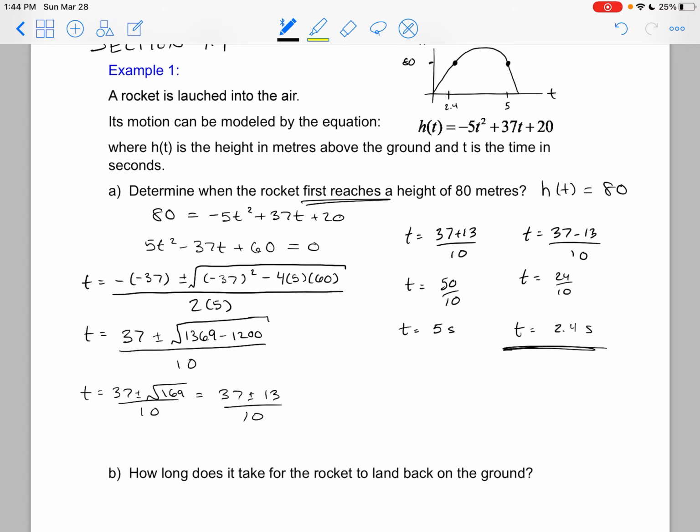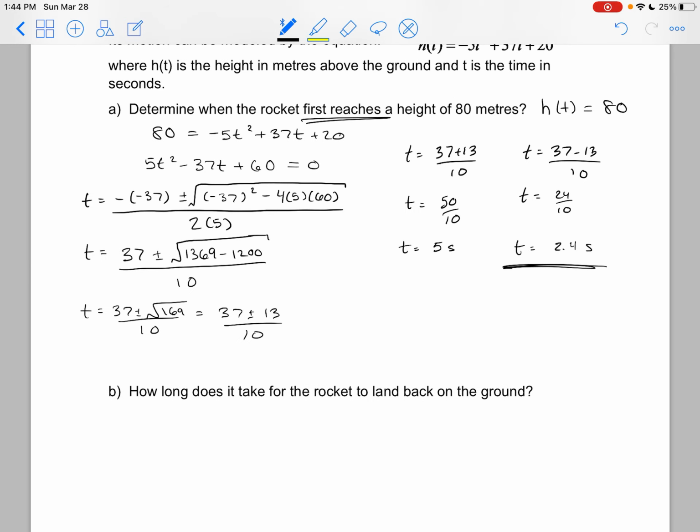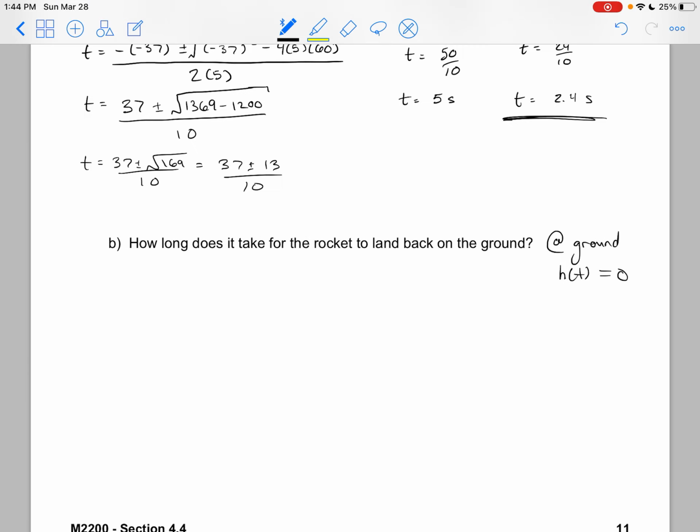All right, so let's look at part B. It says, how long does it take for the rocket to land back on the ground? So at ground, h of t would be equal to 0, right? Ground level, 0 meters. So we can just set 0 to be equal to negative 5t squared plus 37t plus 20. And if you want, you can bring everything over to the other side of the equation to change the sign in front as well, but it doesn't really matter.